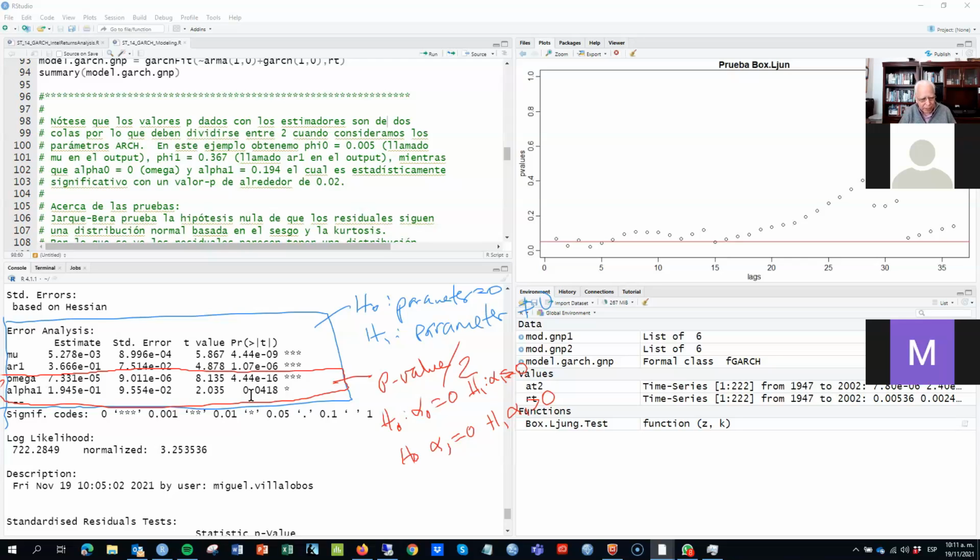So if you see something here that's greater than 0.05, you have to divide it by 2 to know the actual p-value for that test. Okay. So that's one thing that I forgot to mention yesterday.